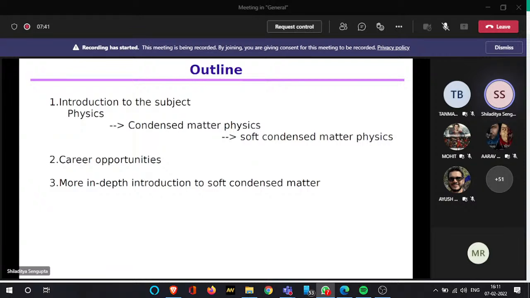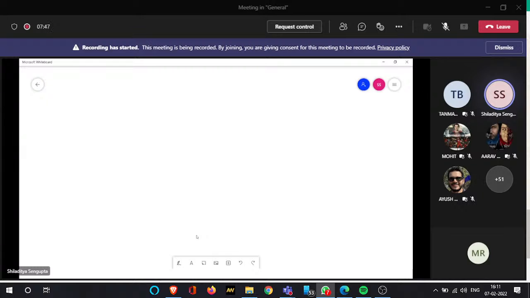So this is the plan. Let me go to the whiteboard. Can you see the whiteboard? Yes, sir. Okay, so let's start with a very basic thing. When you study physics in high school, you always start with mechanics and units of physical quantities. So let us start with the fundamental physical quantities. Let's start with mass, and we are going to use SI units.